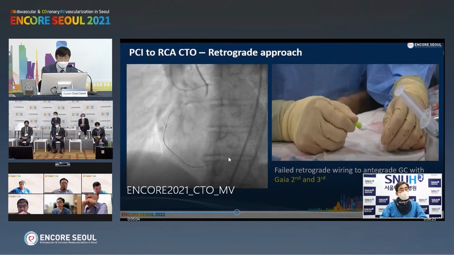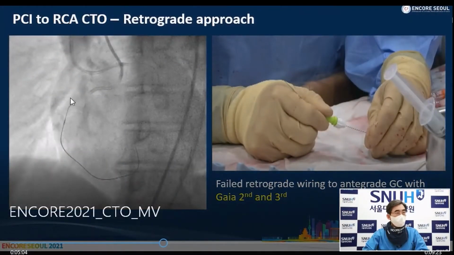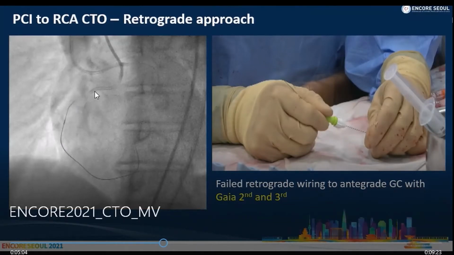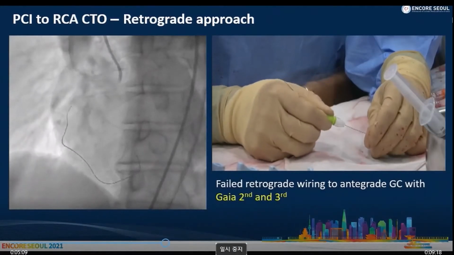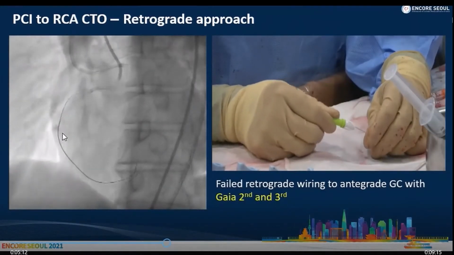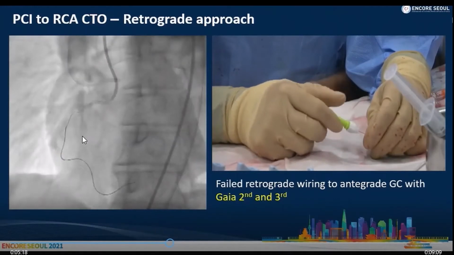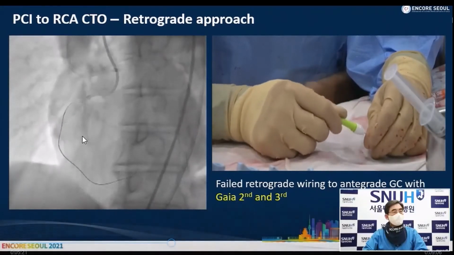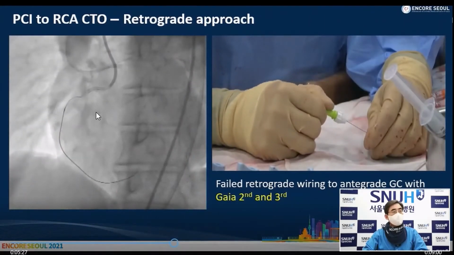At this point, I expect the process is over about 70%, but that was not so. Because there is a really hard region here, it is impossible to penetrate to the antegrade guiding catheter. I think this is the most difficult part. But the good thing is, the Caravel guide wire and Caravel microcatheter are just here, so we can assure good backup support. Currently Gaia second, and then I changed to Gaia third.